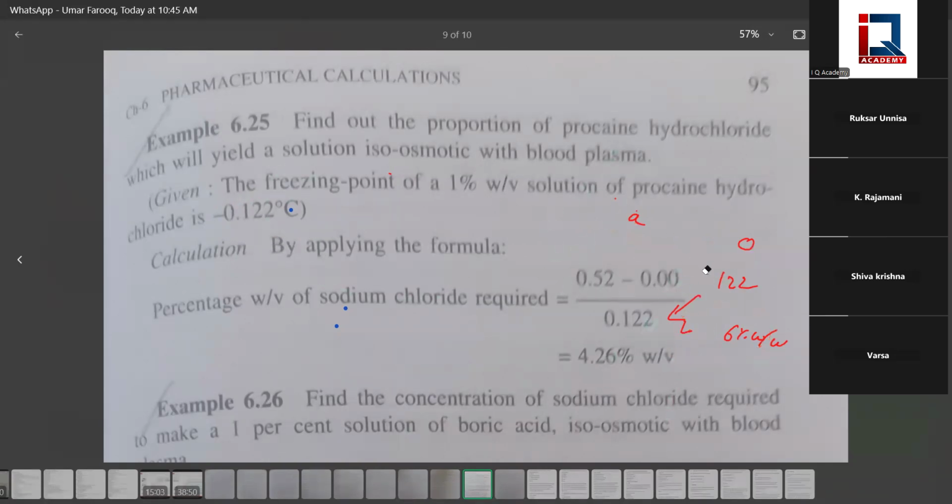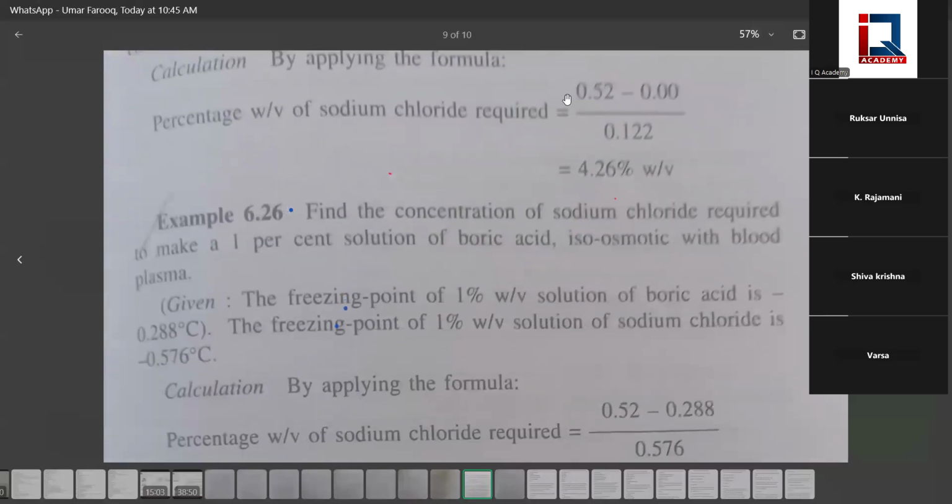We have to remember some freezing points. In the next problem we will see an example; the freezing point of sodium chloride we must remember. It's very important. Right? Simply we substitute it in the formula.